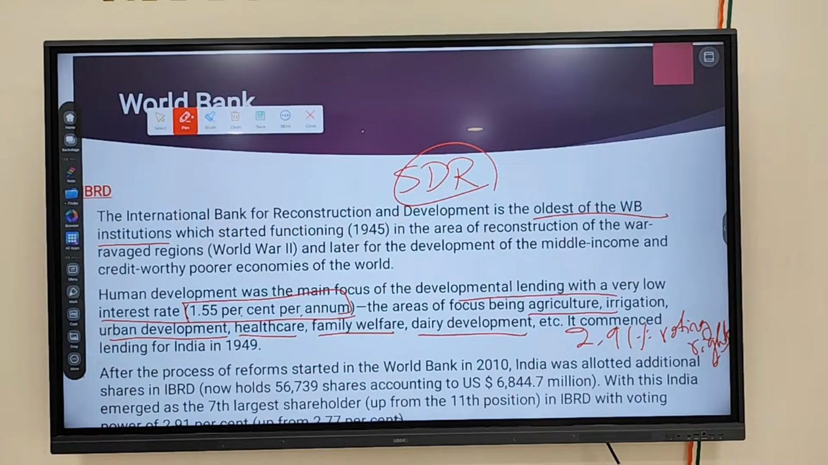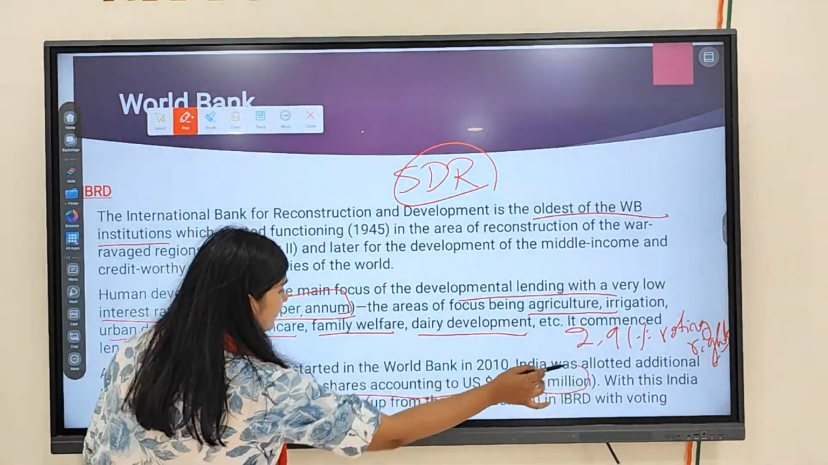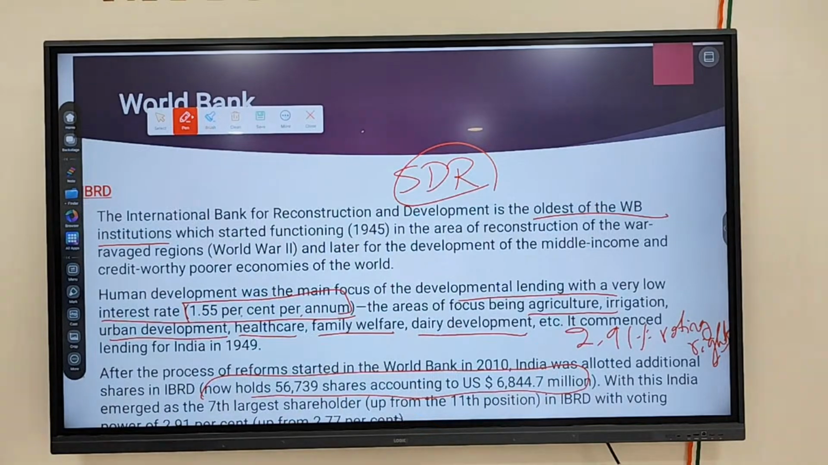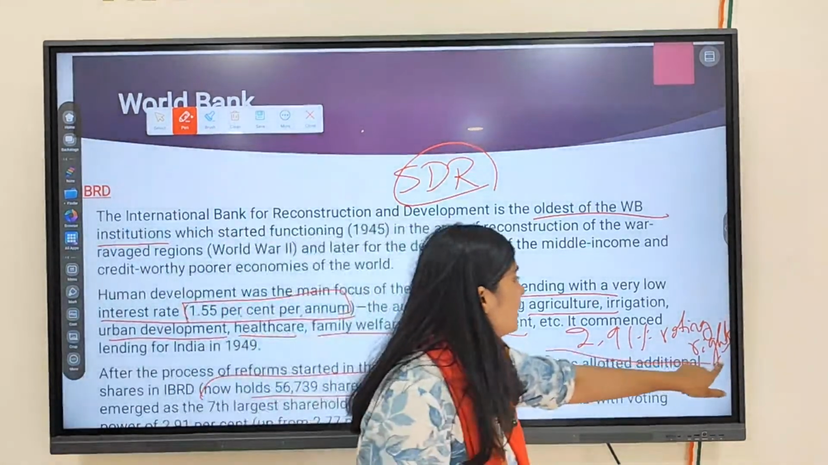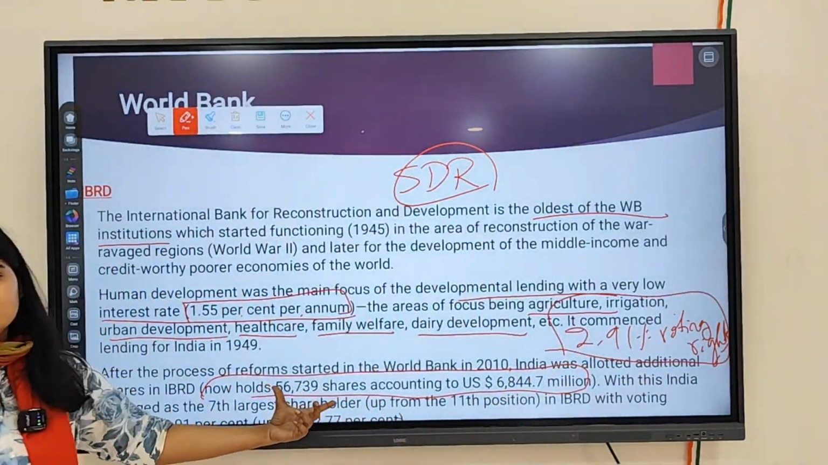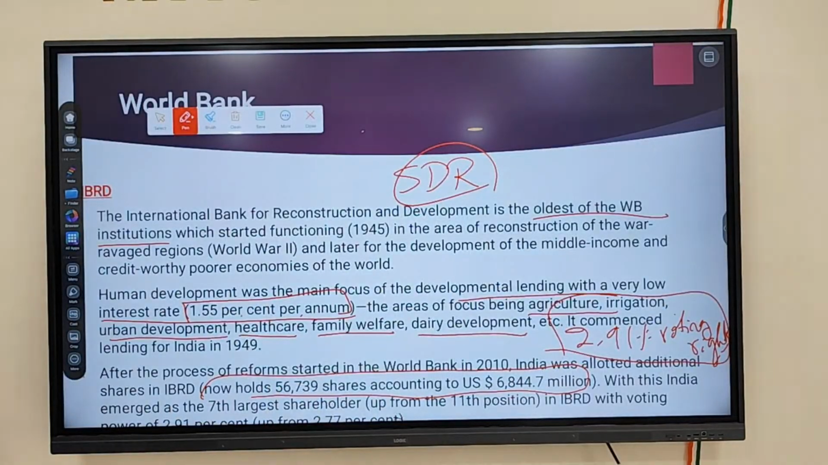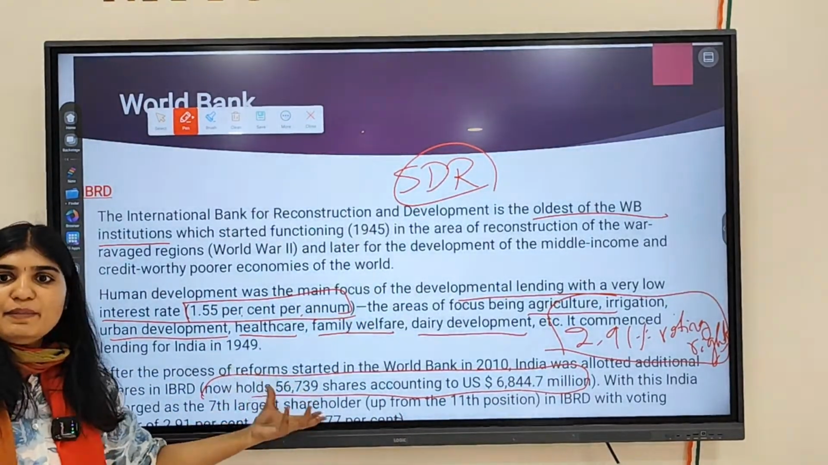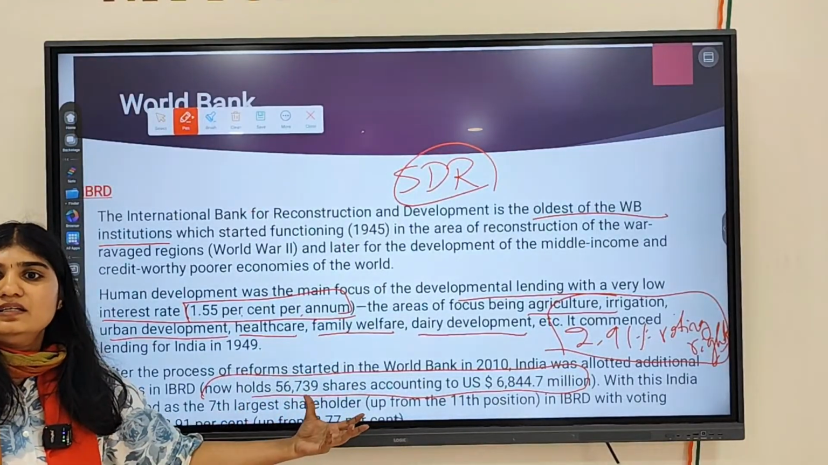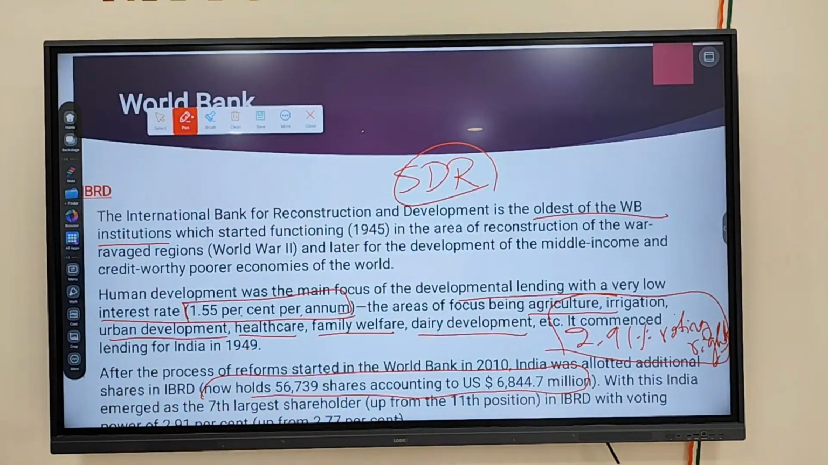Just write down only the keywords. See, this is not important, but for your understanding, I have mentioned that. They will not ask you how many shares India has bought from IBRD. For understanding this one, you should know this. How will we get the voting rights? By investing our money in IBRD through the form of shares. Then we will get the voting rights.